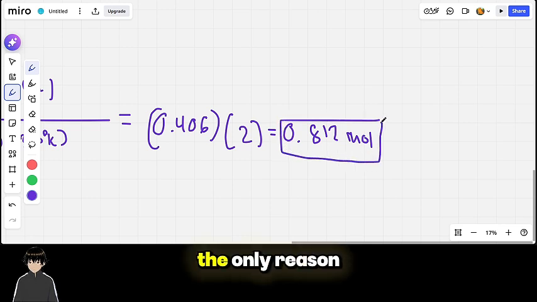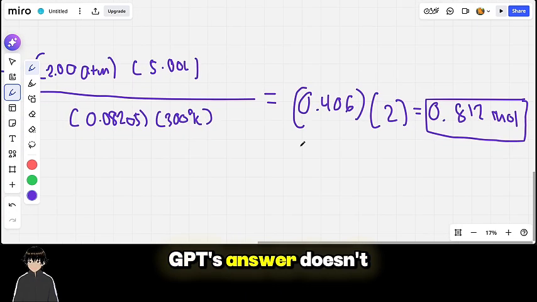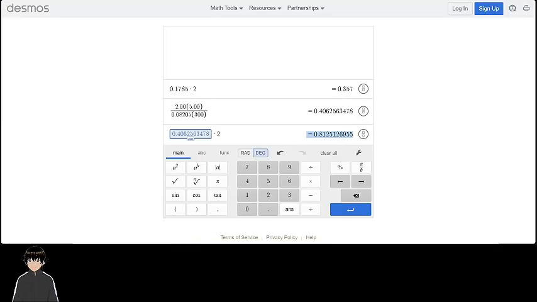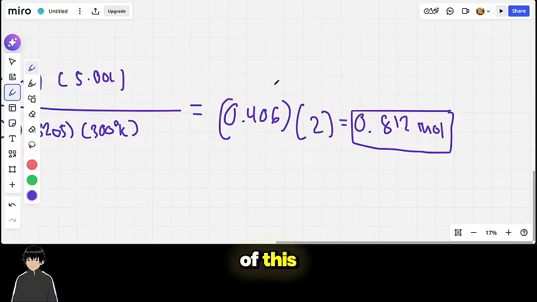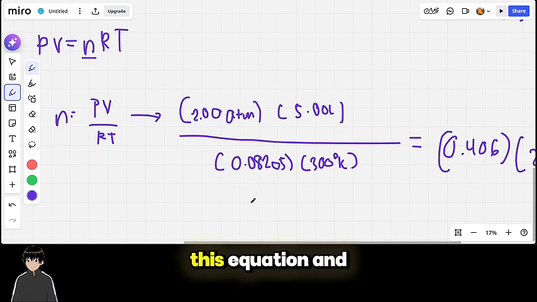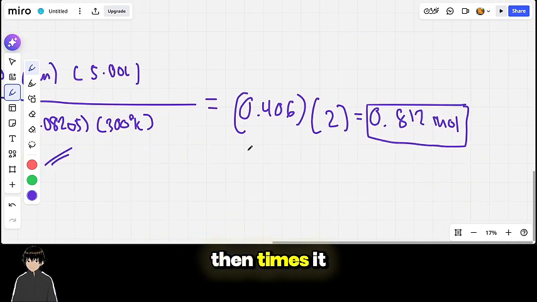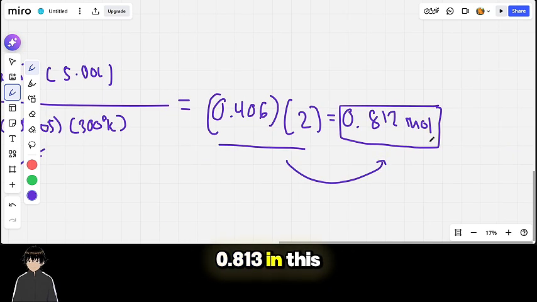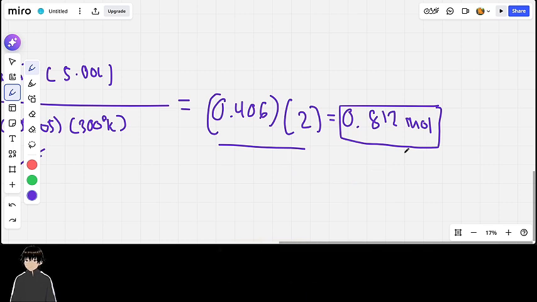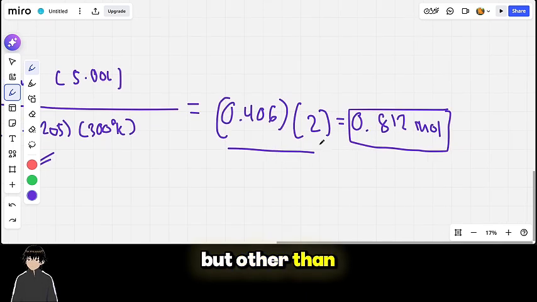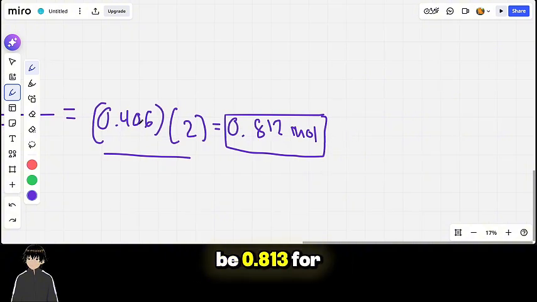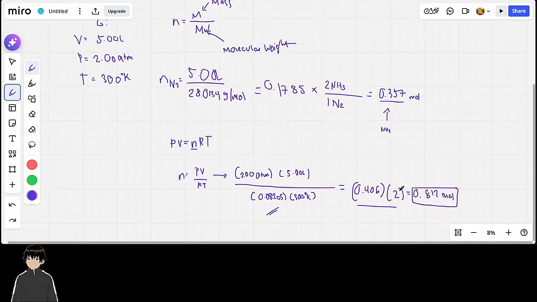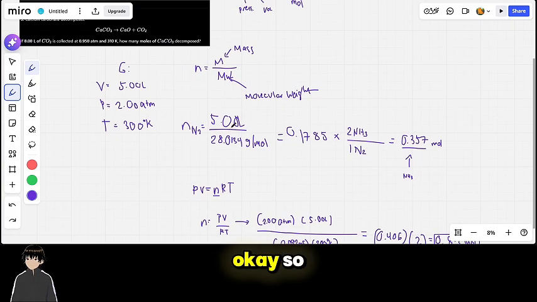By the way, the only reason why ChatGPT's answer doesn't coincide with here is because he presumably took the rounded up version of this equation and then times it by 2. So it's not actually 0.813 in this context. But other than that, it surely would be 0.813 if we're calculating linearly in this manner.